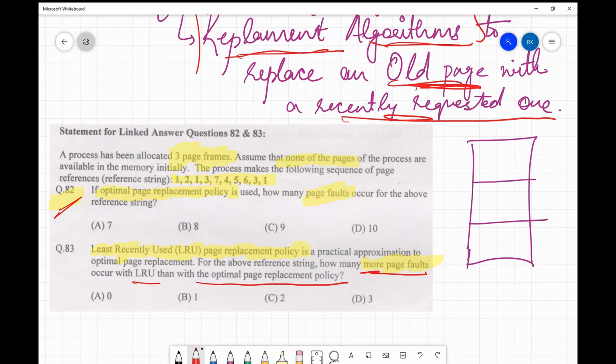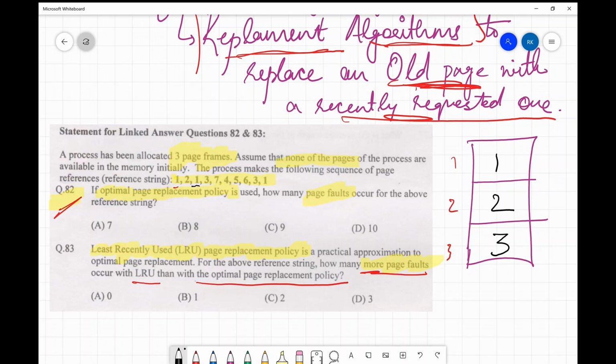First of all, none of the pages are there in the memory initially. So this is what I've drawn for 3 page frames. When it asks for 1, I simply fetch 1 and insert it over here. Then it asks for 2, and 2 is placed over here. Then it asks for 1. So 1 is already there. And then it asks for 3, and I place 3. So far there have been 3 page faults.